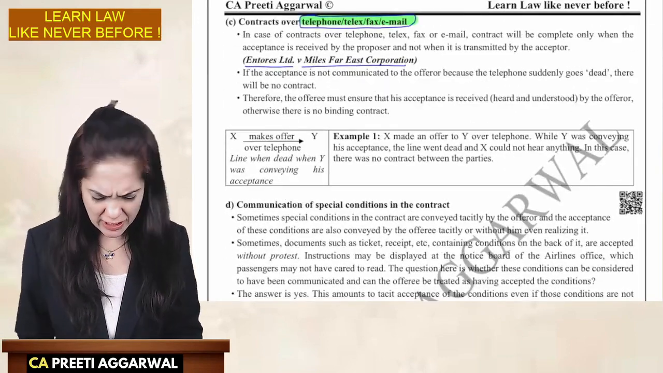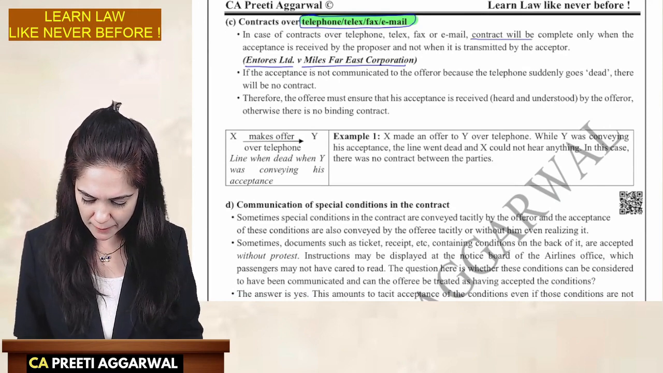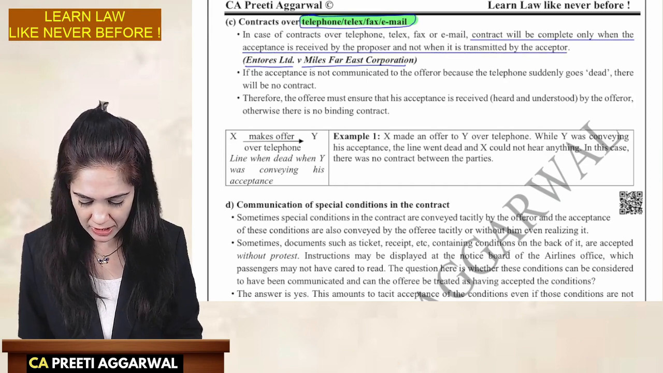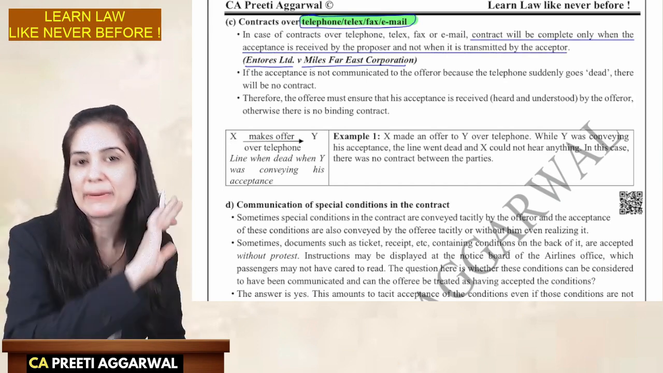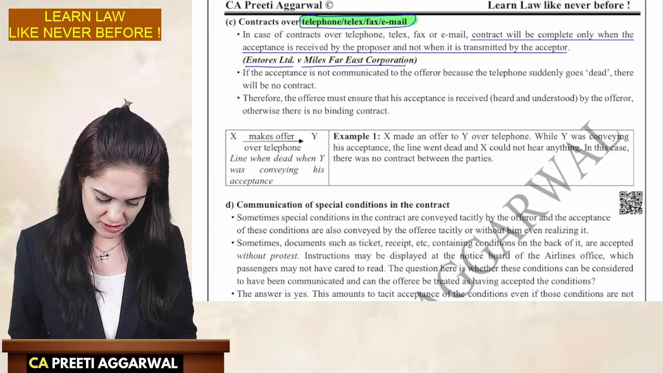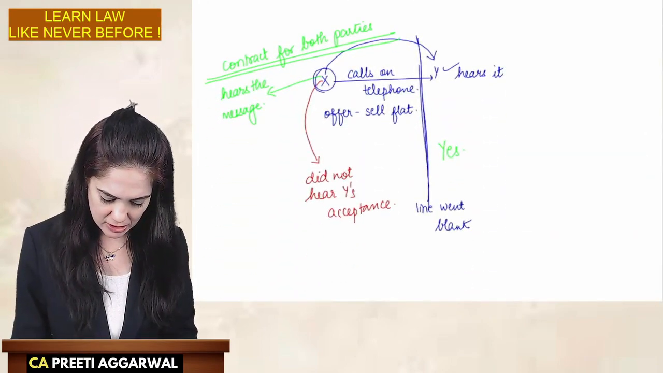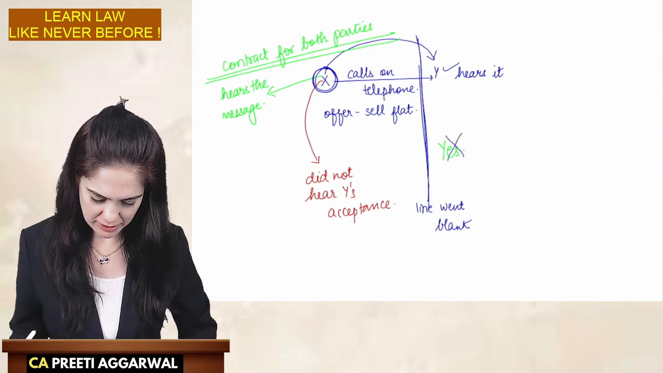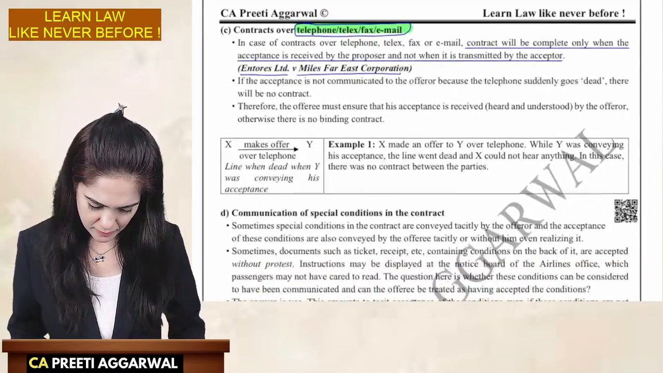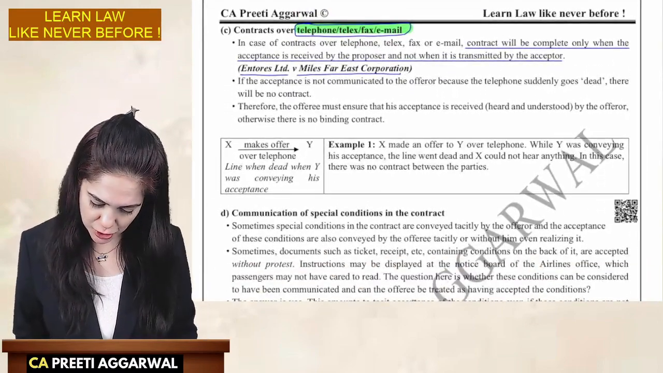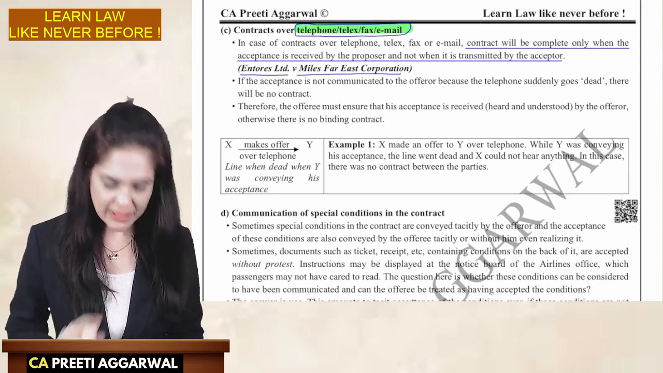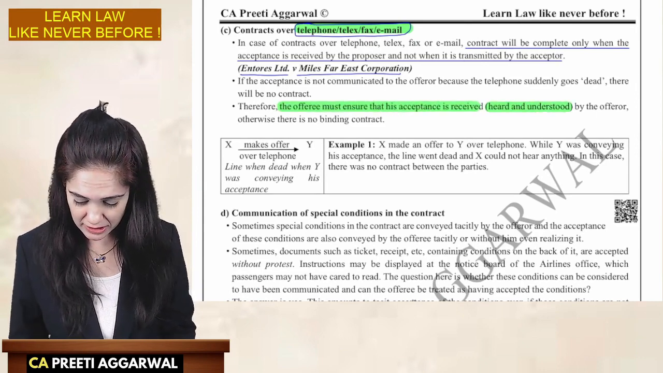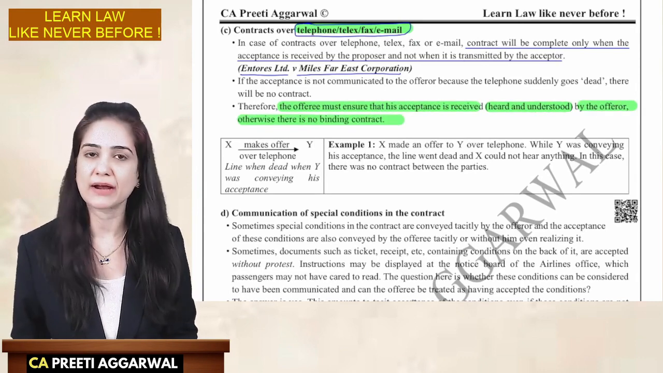In case of contracts over telephone, telex, fax, email, the contract will be complete only when the acceptance is received by the proposer and not when it is transmitted by the acceptor. So the contract is made only when it is received by the proposer and not when it is posted or put in the course of transmission by the acceptor. If the acceptance is not communicated to the offerer because the telephone line goes dead, there will be no contract. Therefore, the offeree must ensure that his acceptance is received, that is heard and understood by the offerer. Otherwise, there will be no binding contract.